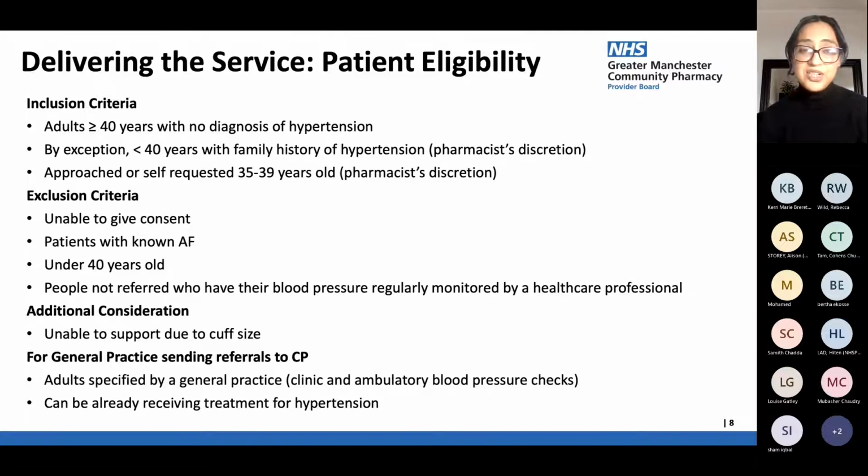An additional consideration is if you cannot support the patient due to the cuff size. And for general practice sending referrals to community pharmacy, it's important to make sure that adults specified by the general practice are provided a clinic and ambulatory blood pressure check on agreement. In this case, the patient may already be receiving treatment for hypertension, but general practice have asked for some support. Thanks.